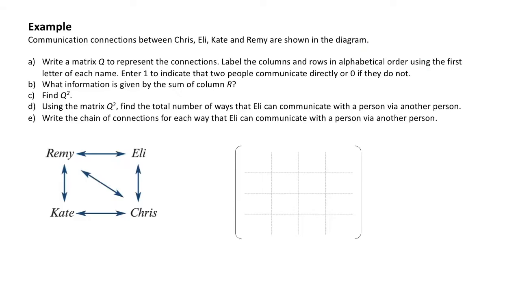So in this example, we have communication connections between Chris, Eli, Kate, and Remy, and they're shown in the diagram. The example first asks us to write a matrix Q to represent these connections. They want us to label the rows and the columns in alphabetical order using the first letter of each name. If there is a direct communication connection, we will use the number 1. If there is no direct communication connection, then we will use the number 0.